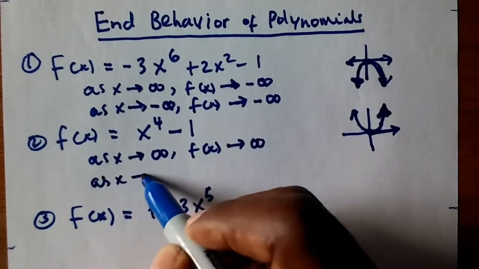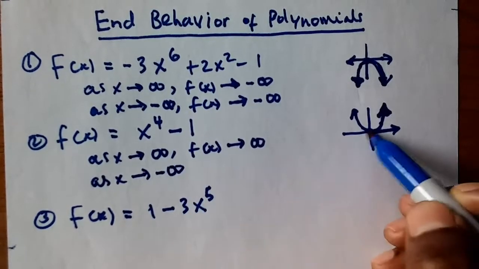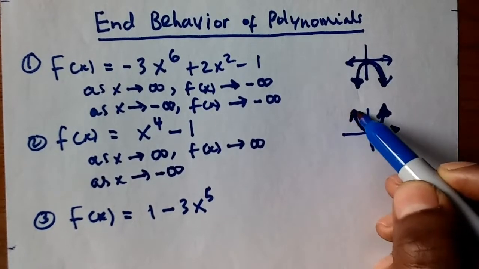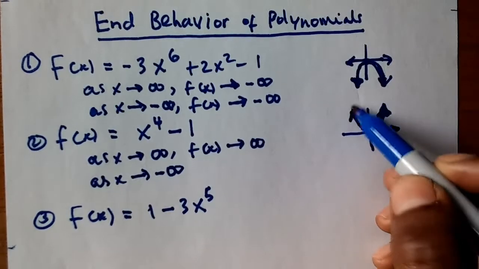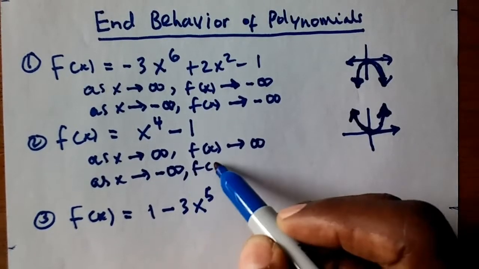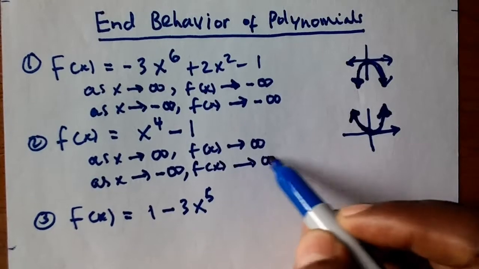As x approaches negative infinity, as we go to the left side of this function, we can see that the function is also going up. So f of x is also going to infinity.